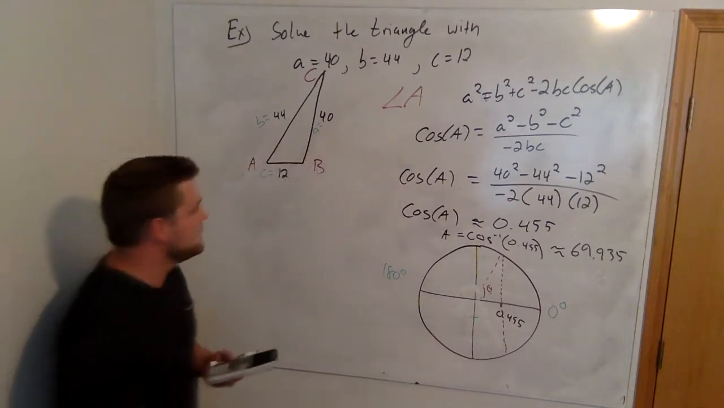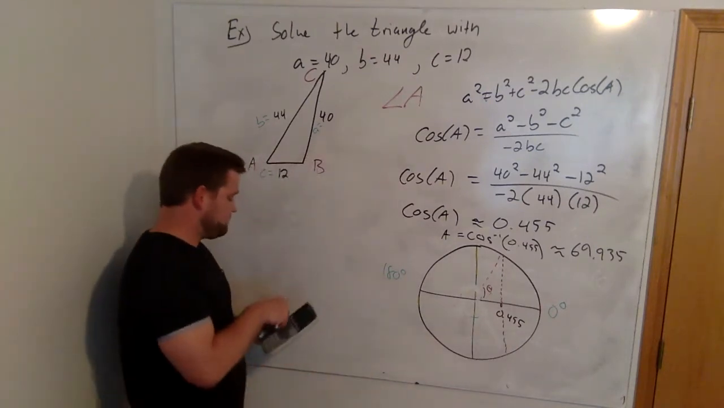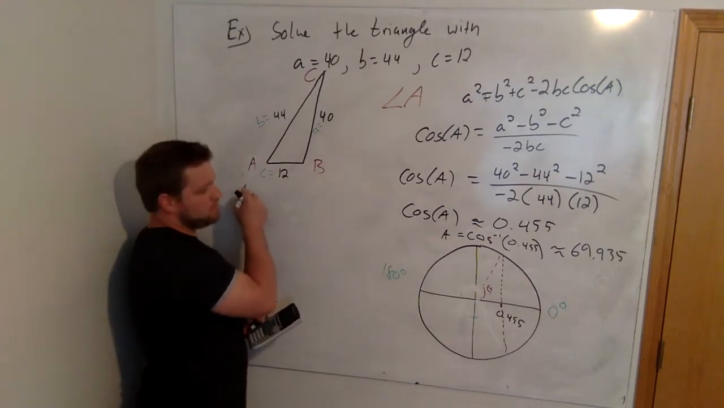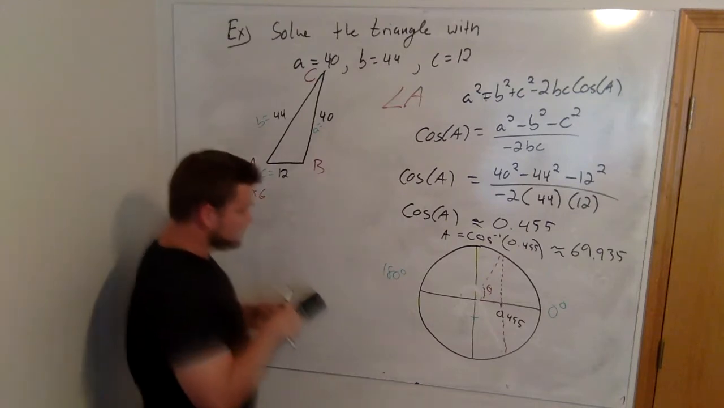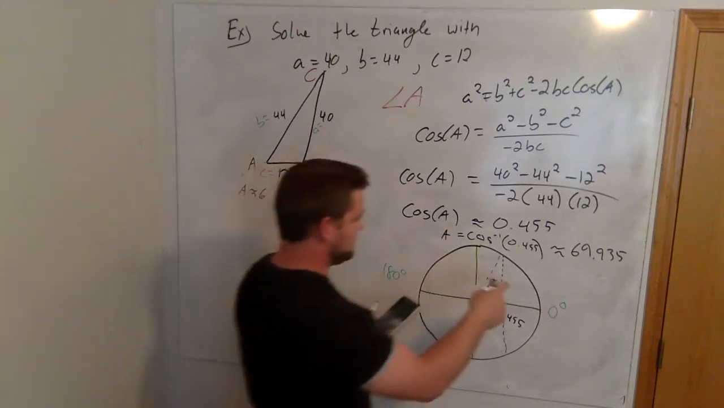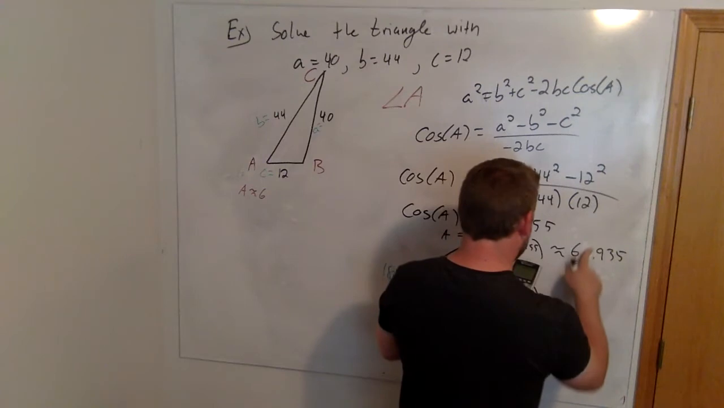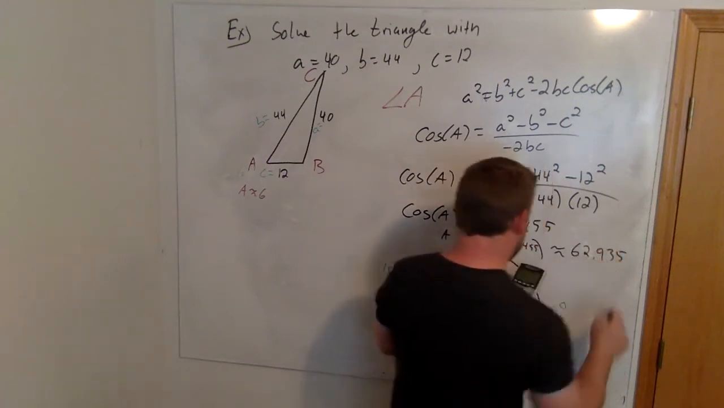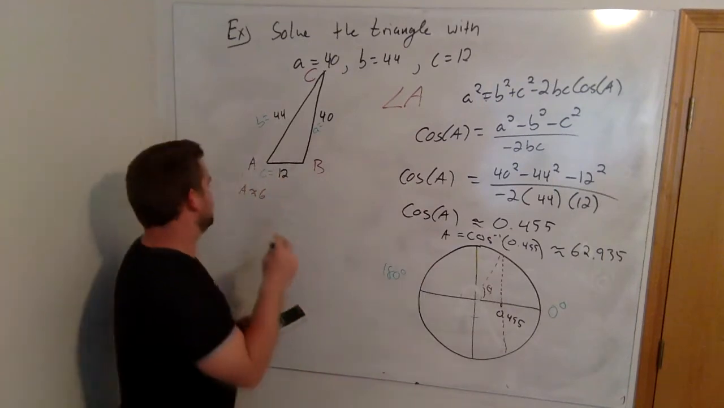Okay, awesome. So I know that angle A, we'll write it over here, angle A is roughly, I don't know why I wrote 69 here, I'm sorry, 62.935. That's the angle here.